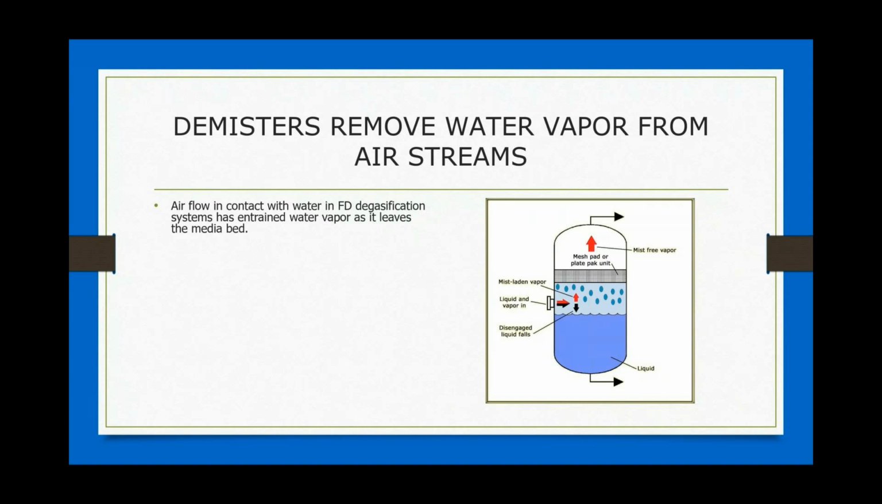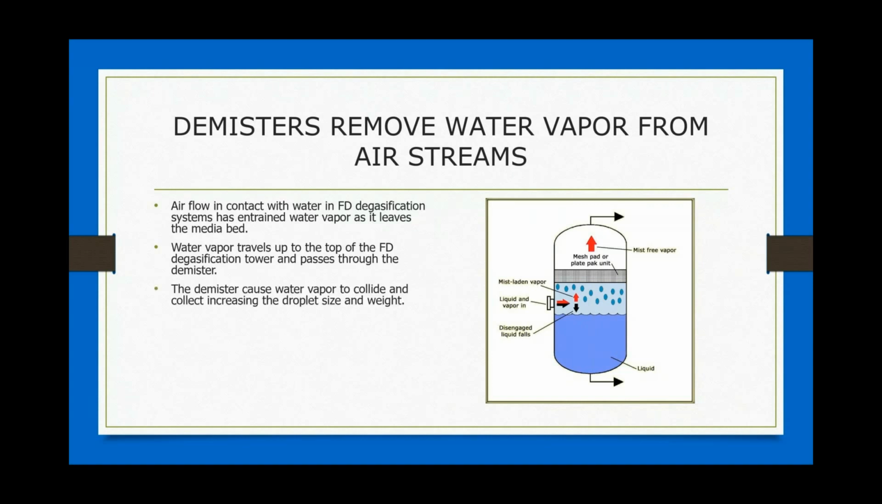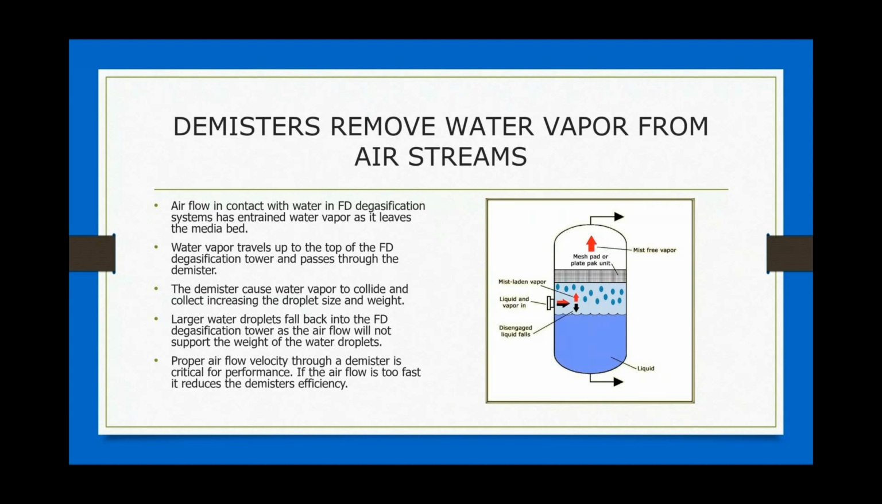So airflow contact in the water system has entrained vapor as it leaves the media bed, and then the water vapor travels up to the top of the tower and passes through the demister. The demister causes the water vapor to collide and collect, increasing droplet size and weight, to the point where the airflow can no longer sustain the weight. The larger water droplets fall back into the forced draft degasification tower, as the airflow will not support the weight of the water droplets. So proper airflow velocity through the demister is critical. All demisters have an airflow recommendation in terms of airflow velocity for function. If the airflow is too fast, it reduces the demister's efficiency and water droplets will leave the demister.